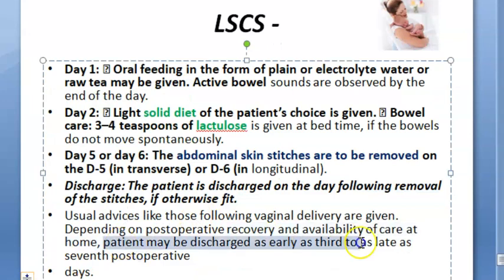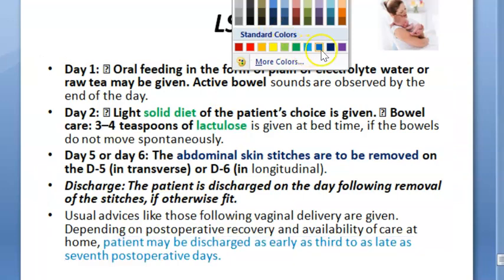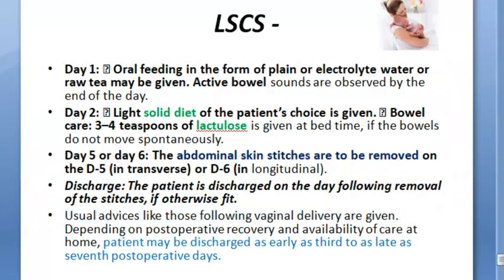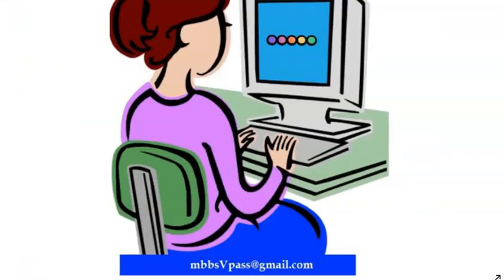Patient may be discharged as early as 3rd to as late as 7th post-operative days. So some 3 to 7 days at least she will have to be in the hospital, right? So as early as 3rd she can go home, etc. And once she goes, she'll have to follow advices just like the vaginal delivery they are given. Okay. What advice do they give after vaginal delivery?